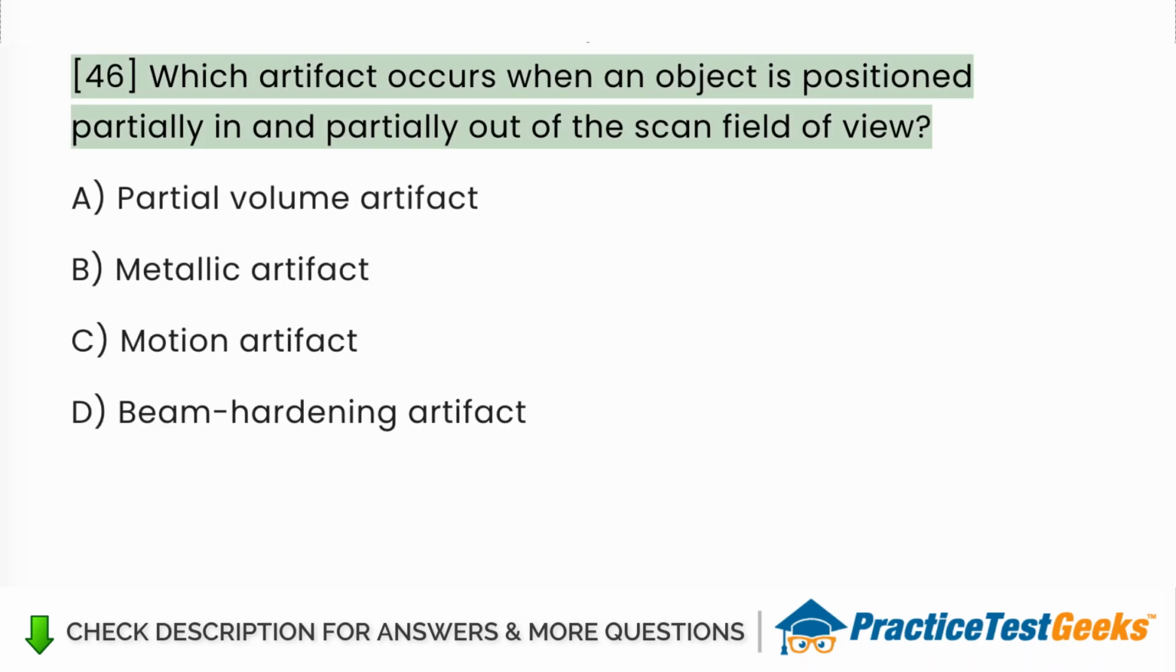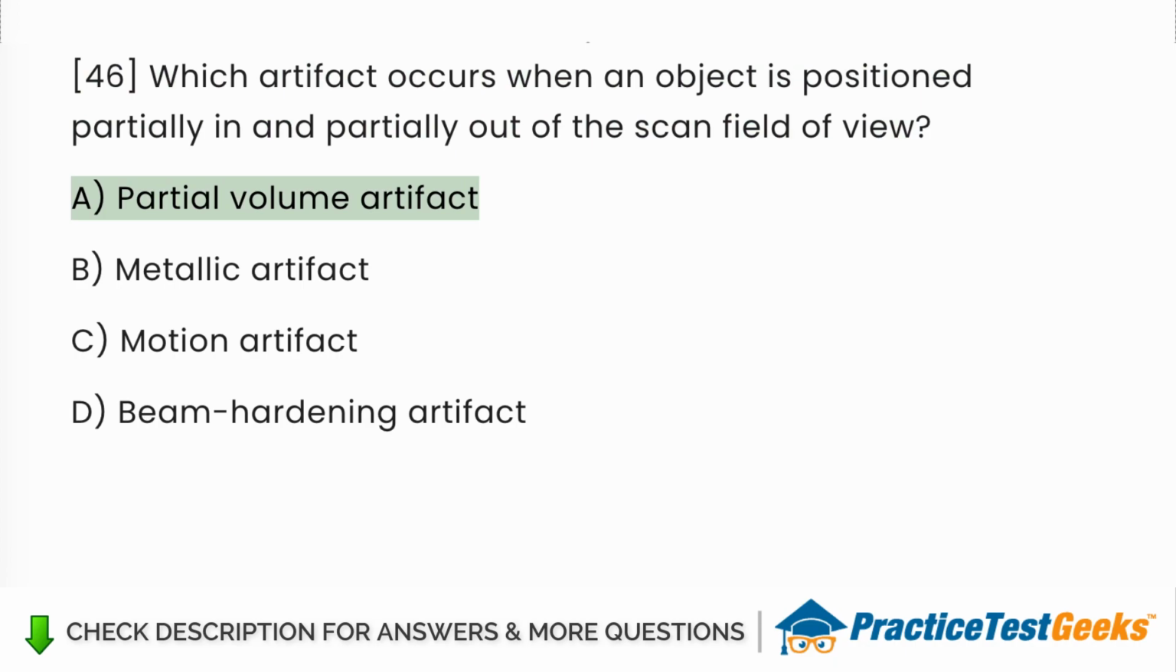Which artifact occurs when an object is positioned partially in and partially out of the skin field of view? A. Partial volume artifact. B. Metallic artifact. C. Motion artifact. D. Beam hardening artifact.